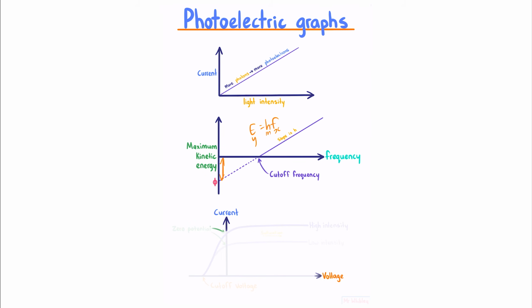Plotting a graph of current and voltage, we see that below a certain cutoff voltage, we get no current, as the voltage is sufficient to repel all of the photoelectrons. Above this, we see an increasing current, and at zero voltage we have zero potential. At a certain point our current stops increasing and we reach a point of saturation. For high intensity light we have more electrons being ejected, so we reach a higher current.